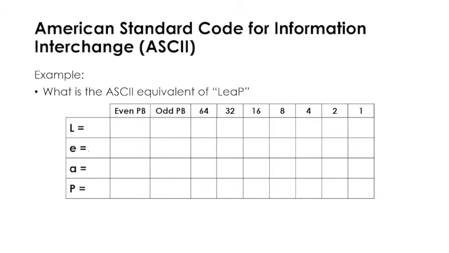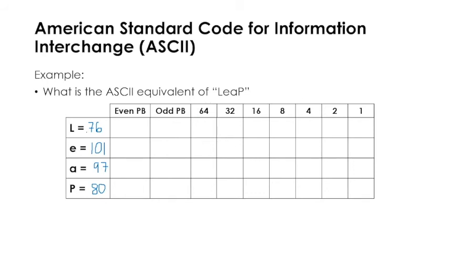So based on the table that we have shown earlier, capital letter L has an ASCII code of 76. Small letter E has an ASCII code of 101. Small letter A has an ASCII code of 97. And capital letter P has an ASCII code of 80. Now we will be converting it to its binary form. And since it is a 7-bit code, the highest placement value will be 64.